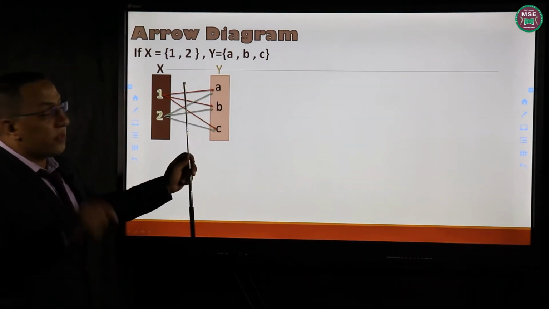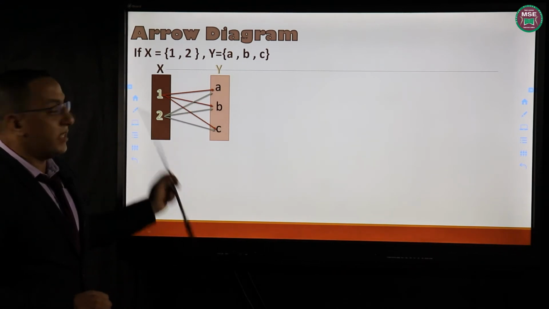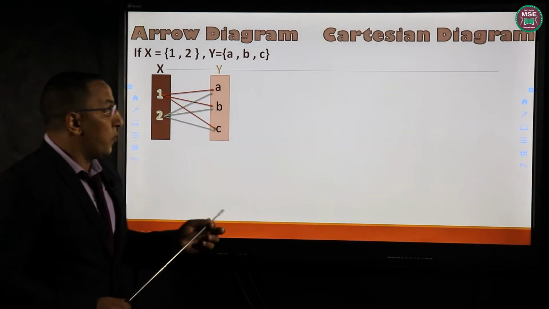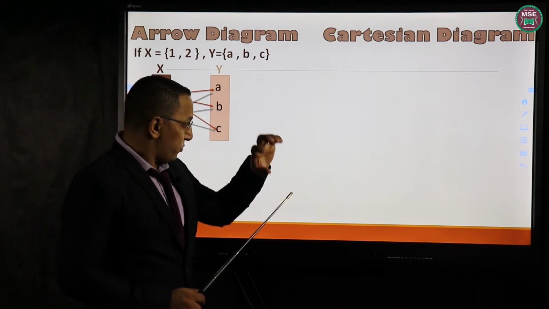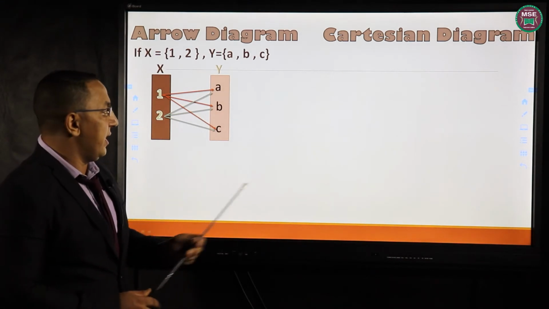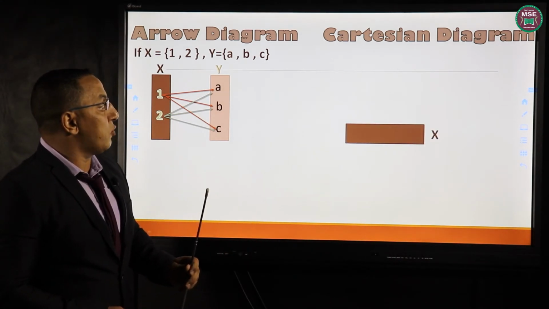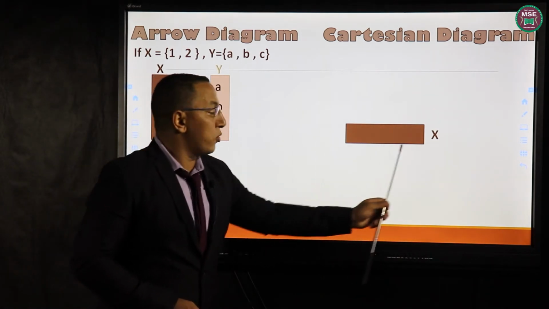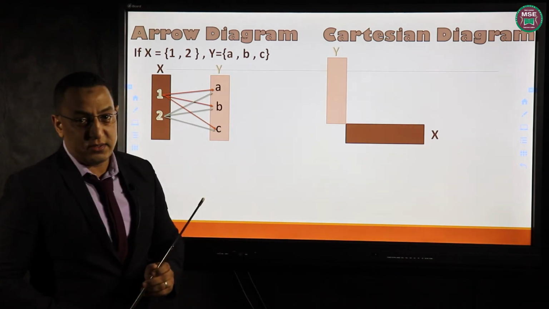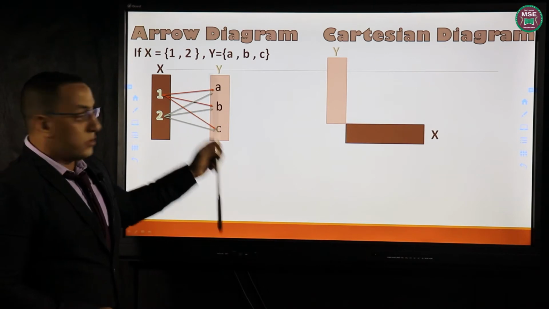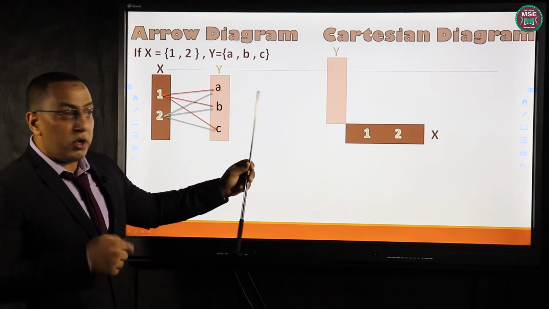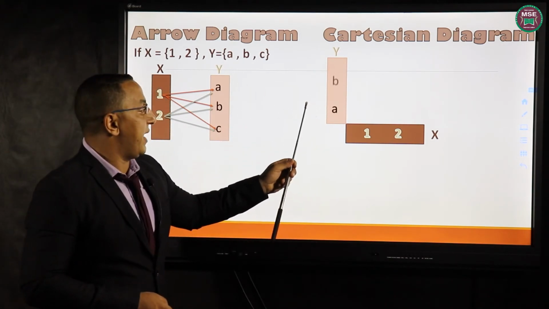Now another representation for the Cartesian product X times Y, which is called the Cartesian diagram. Okay, we use the Cartesian diagram with an x-axis and y-axis. Here I'm going to represent the first set X horizontally like this, and the other set Y vertically like this. Okay, X includes 1 and 2, so I'm going to write the elements of X, 1 and 2. Y equals a, b, and c, so I'm going to represent the elements of Y, a, b, and c, like this.